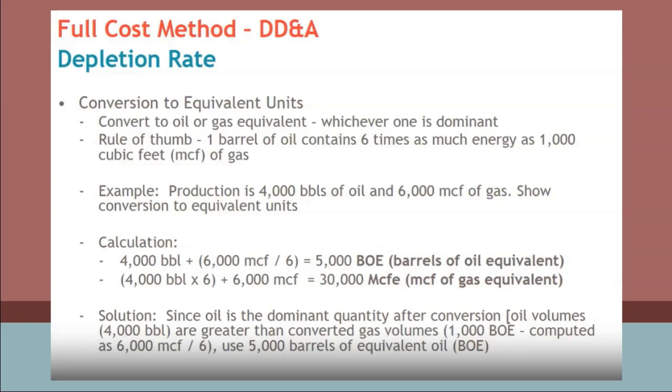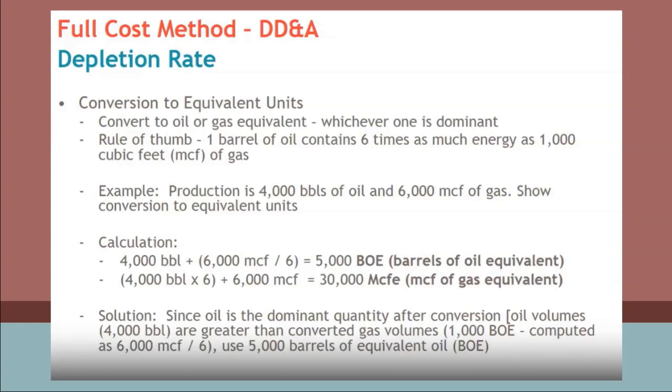Now, how do we put that into practice? If we're doing a calculation to determine if the dominant unit is BOE, we would take the barrels of oil, 4,000 barrels, and add to that 6,000 MCFs divided by 6. There's 6 times as much energy in a barrel of oil as in an MCF of gas, okay? So you have to divide by 6, which gives you 1,000 BOE of gas, plus the 4,000 barrels of oil gives you a total of 5,000 BOE.